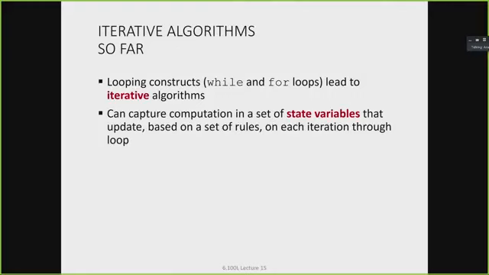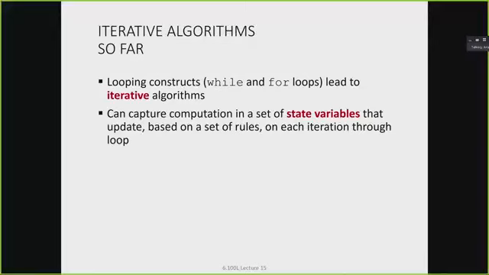So let's think about iterative algorithms that we've seen so far. An iterative algorithm basically means we are writing code that has a loop within it, right? So either a for loop or a while loop. Writing code with these for loops or while loops leads to iterative algorithms, things that do some task for some repetition.